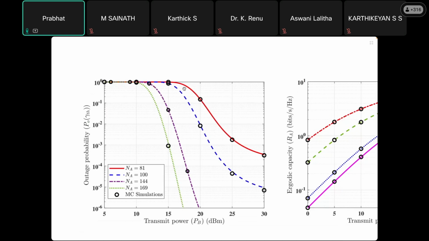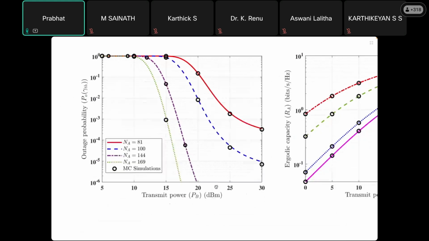right? So we can see that for the case when we have 81 elements, meaning it is a 9x9 grid, we have this performance. And when we increase it to say 169, so 13x13 grid, so by simply doubling the RIS elements, you can get so much of gain, right? So this is not only a coding gain, but diversity gain also is involved. So you are not only getting the lower values of outage probability, but also you are getting the change of slope, right? Which is a desired thing in any wireless communication system.